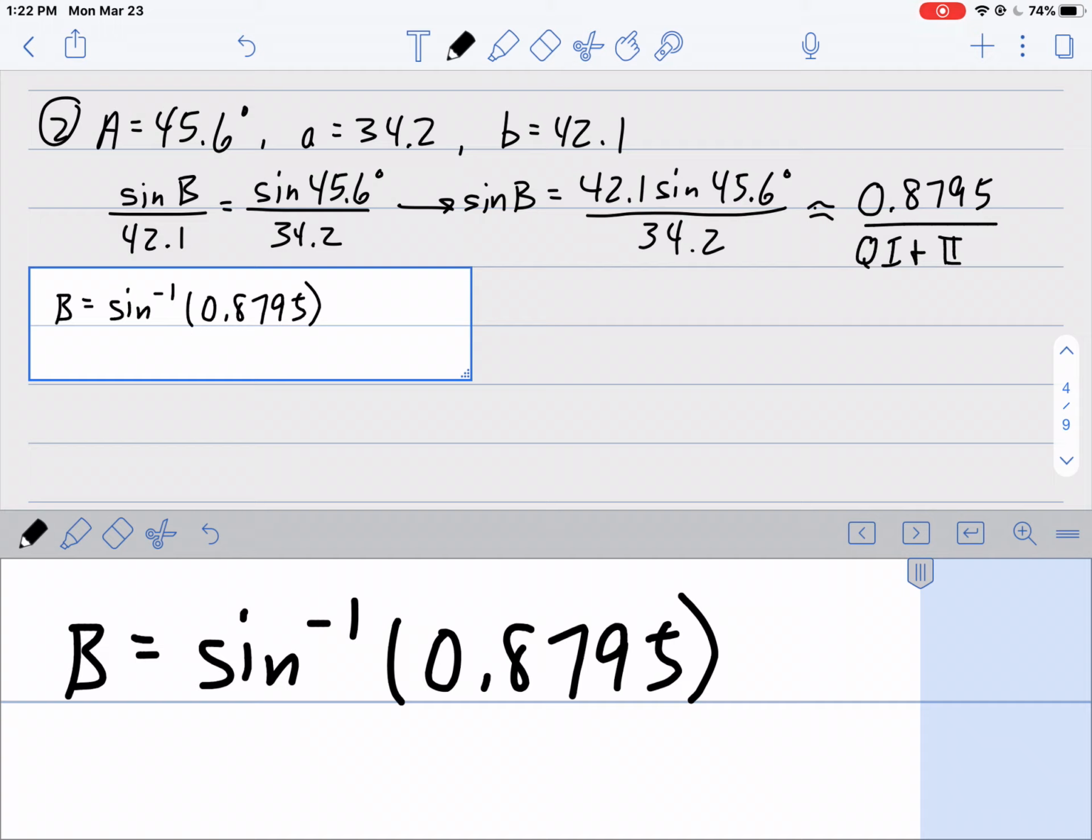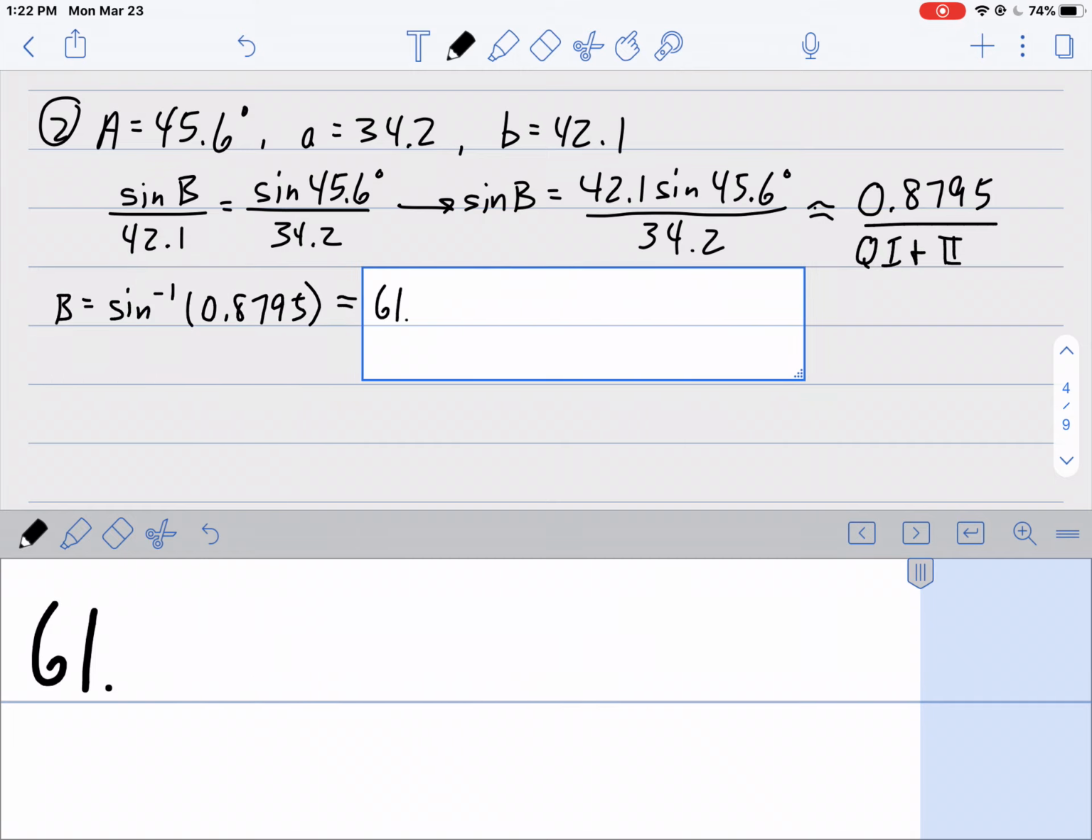Right? And when you plug that into the calculator, you're going to get 61.6 degrees approximately. Okay? That's our angle in quadrant 1 that has that sine value. But there is also an angle in quadrant 2.